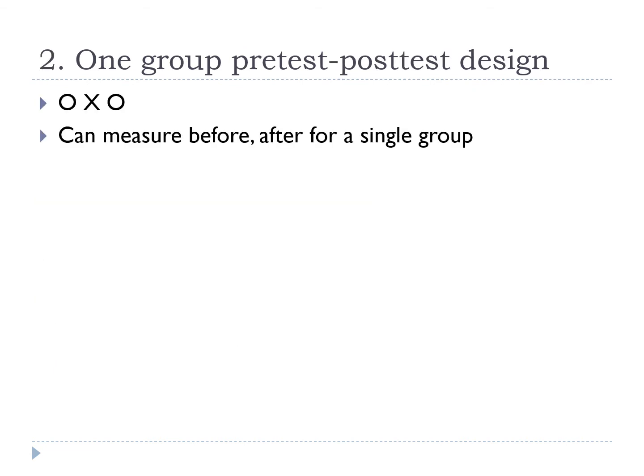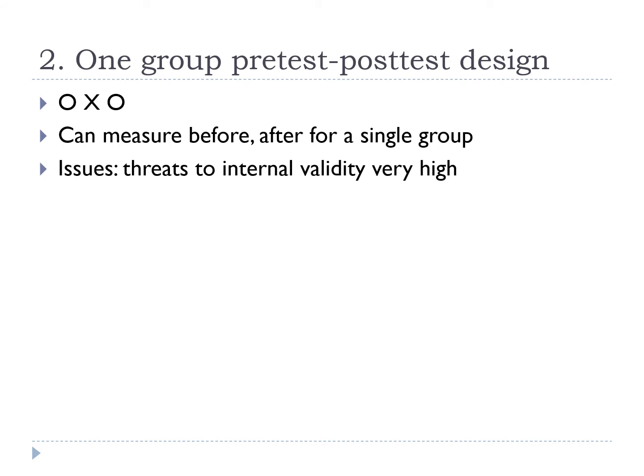Here's where there's a single group, but you've had the ability to engage in a pretest. So this is where you're measuring before and after for a single group of people. So you have an initial pretest and then some sort of intervention or manipulation, and then a post-test in order to take a look at change over time.